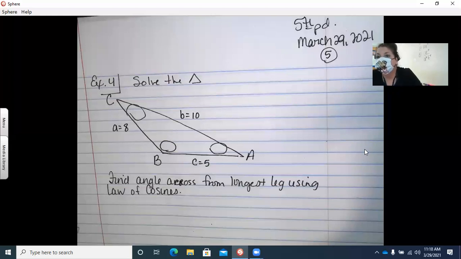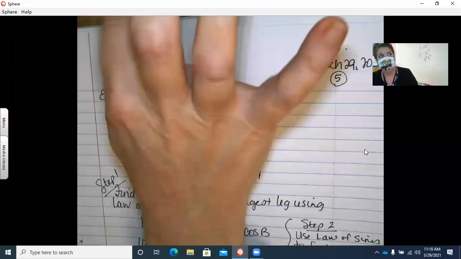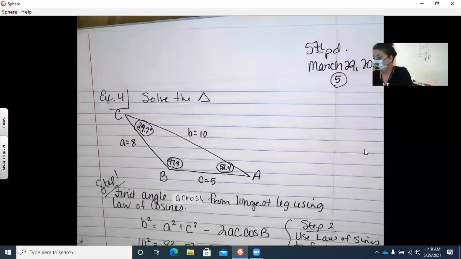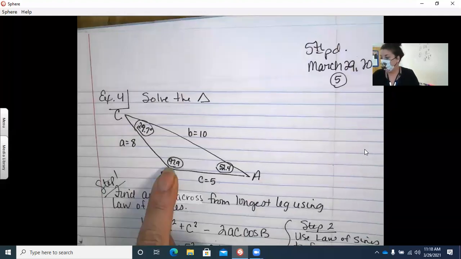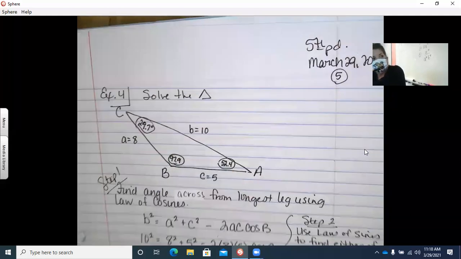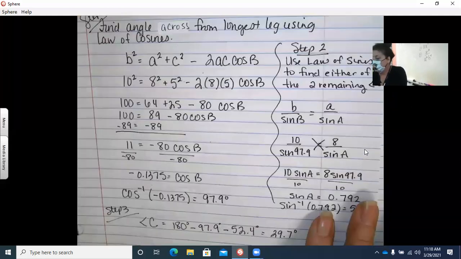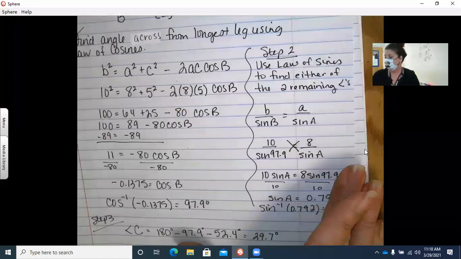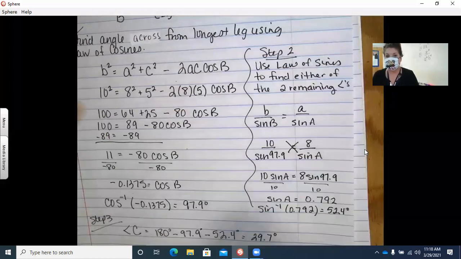Y'all ready for the great reveal? Oh, bell's about to ring, so I'm gonna put up the great reveal. So I got for angle B 97.9, for angle A 52.4, and for angle C 29.7. And we might have done it in a different order, but if we all started with the longest side, then this part should match. And then we could have done different parts here. Y'all good with that?